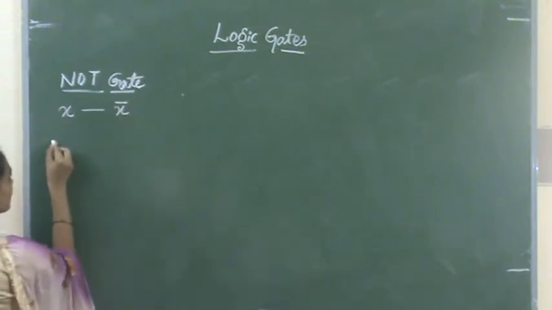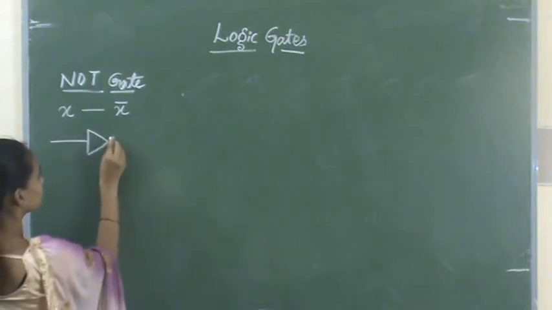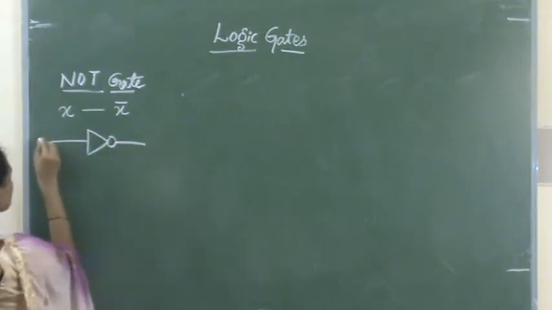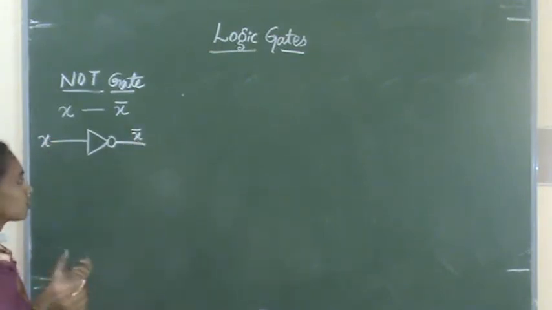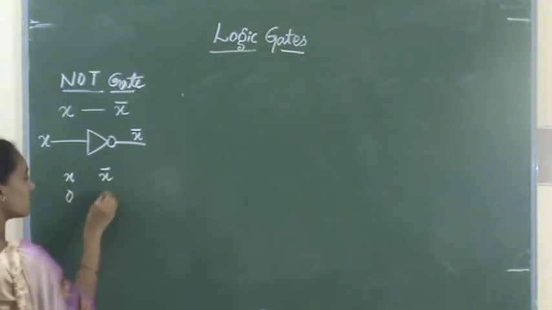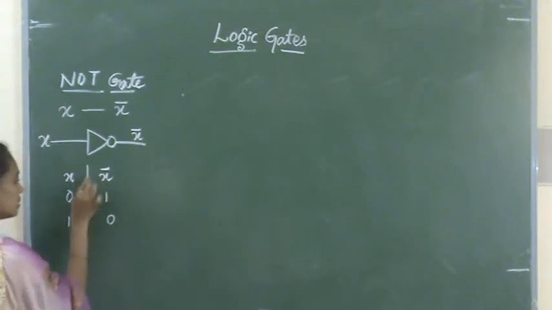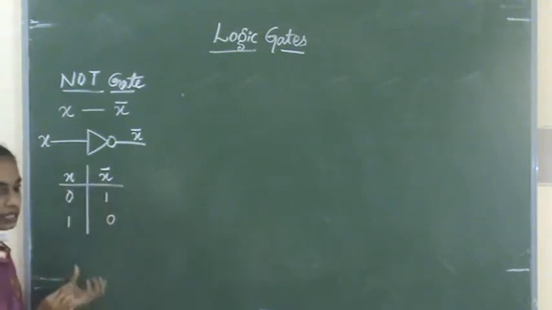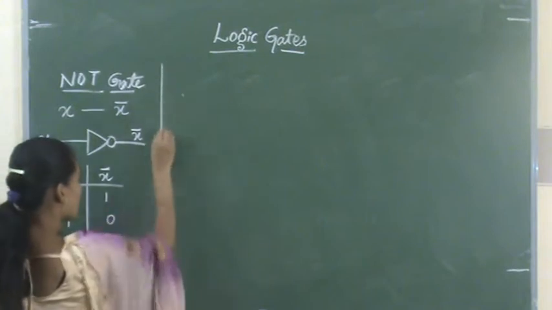How do we represent the NOT gate? We know the logical symbol, right? This is the symbol we use for the NOT gate. If I provide x value as 0, x bar is 1. If I provide x value 1, the output is 0. This is the truth table. Like this the NOT gate works. We studied this in the previous chapter also. Next we have AND.